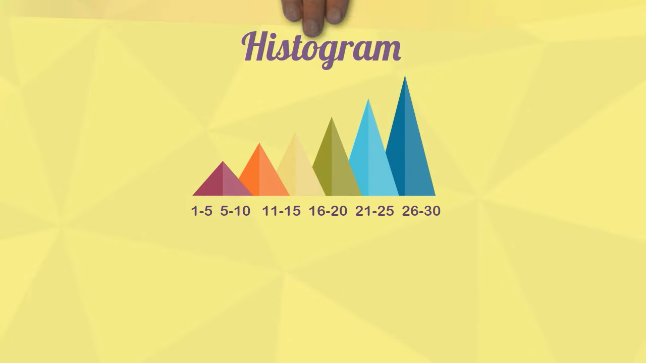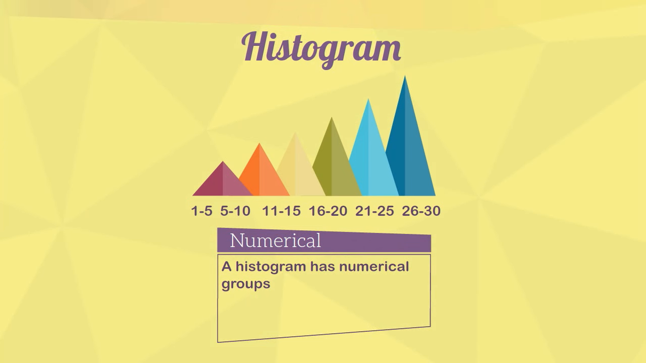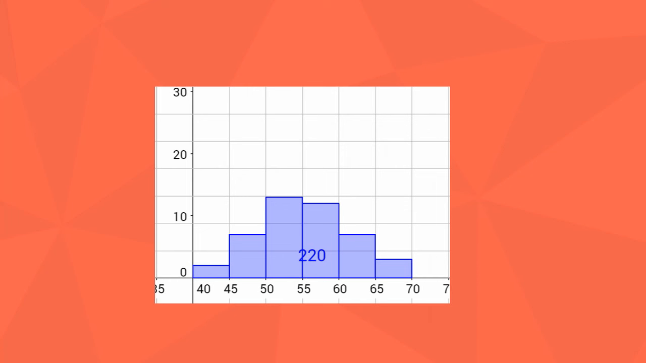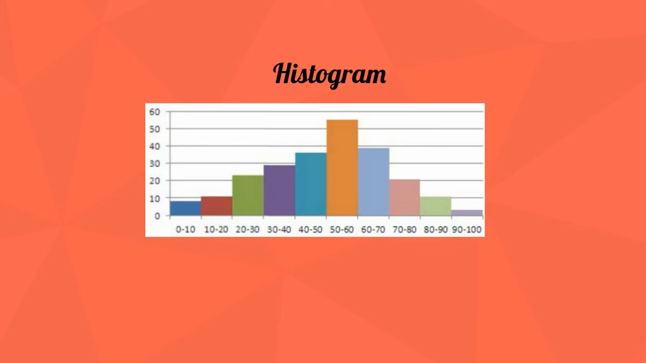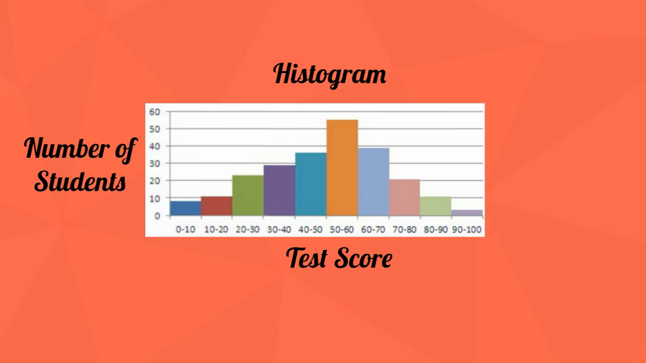With a histogram, the categories are numerical. For example, notice in this histogram, the x-axis is the age of the people in the room. The ages are grouped in a numerical range. In this next example, the histogram is graphing the score on a test and the number of people who scored in each range. Also, the bars touch with a histogram.